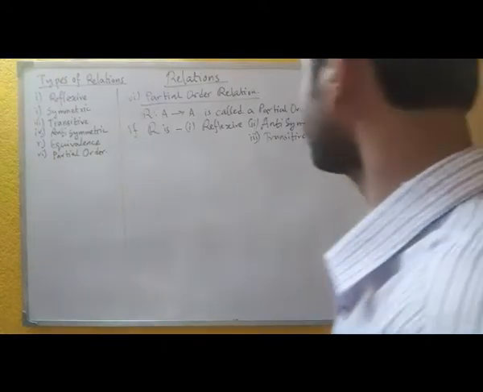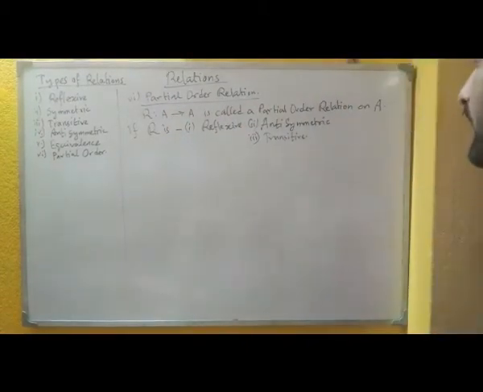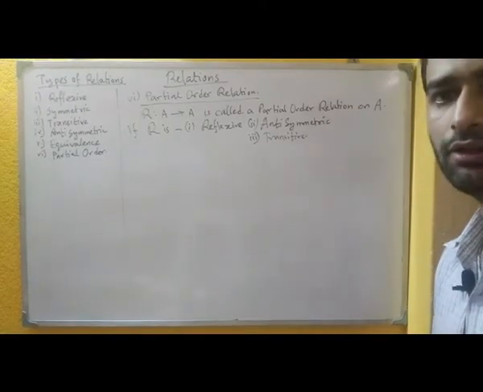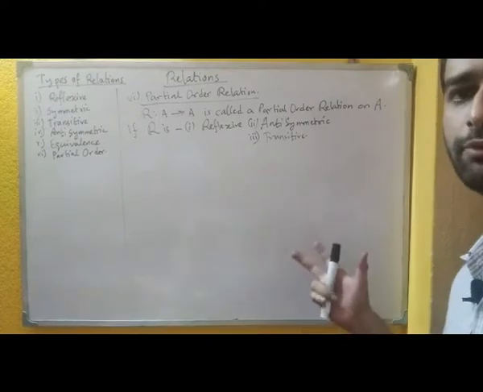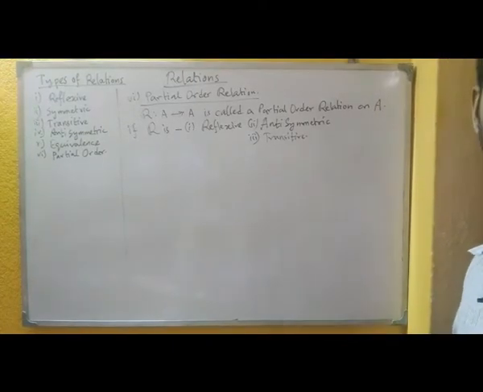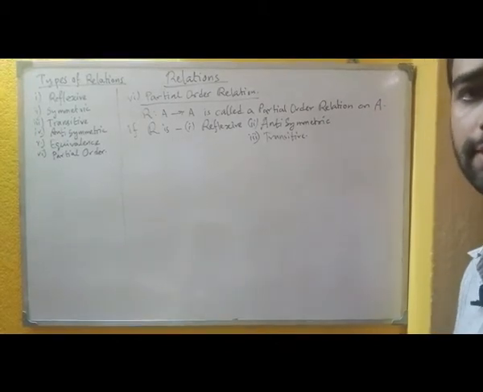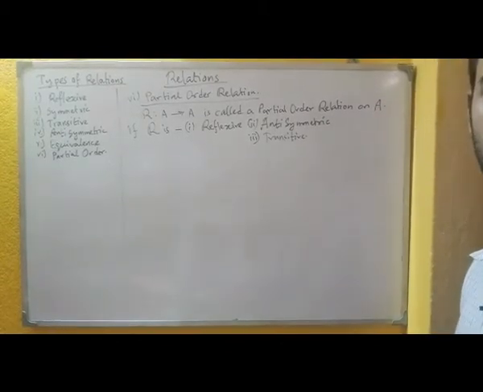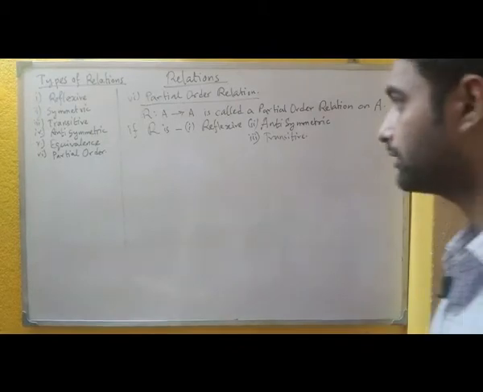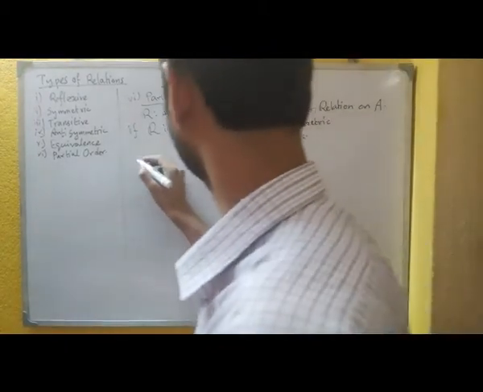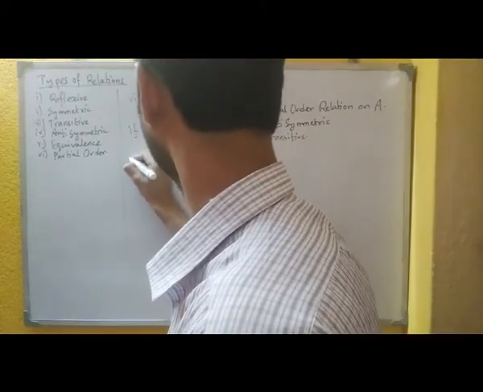Okay. So if these three hold together, that is reflexive, antisymmetric and transitive, then we say that the relation is a partial order relation. So usually this type of relation gives an ordering on the set A, and that's why we call this relation a partial order. Let us see an example, then we will understand much more clearly.